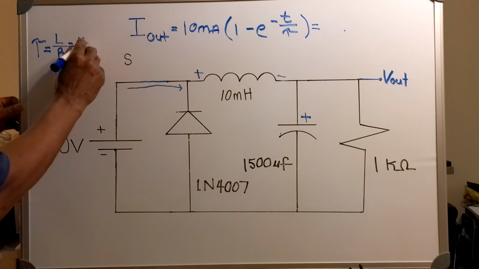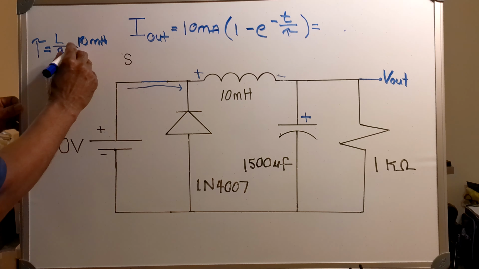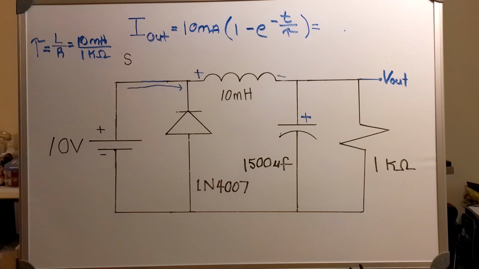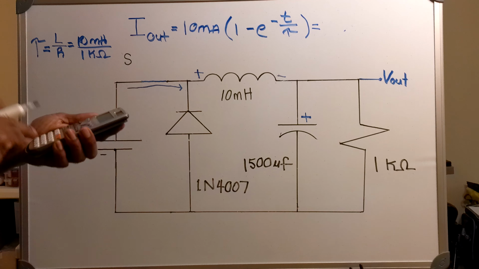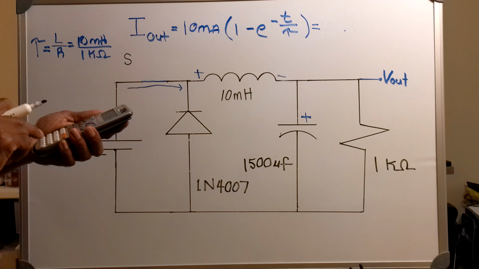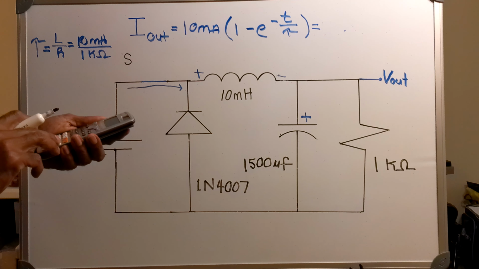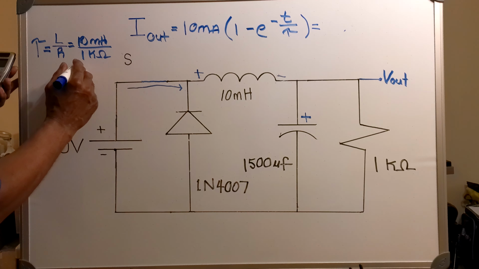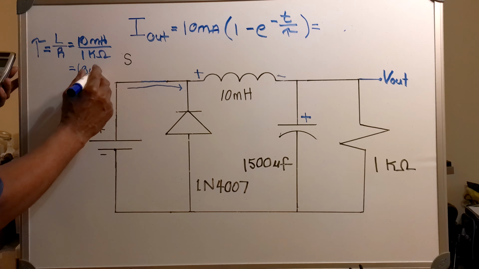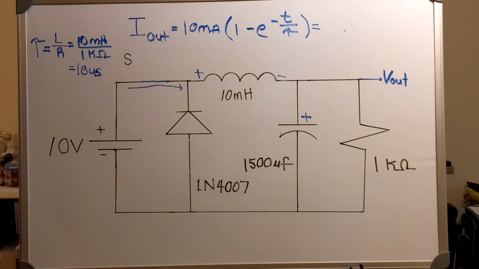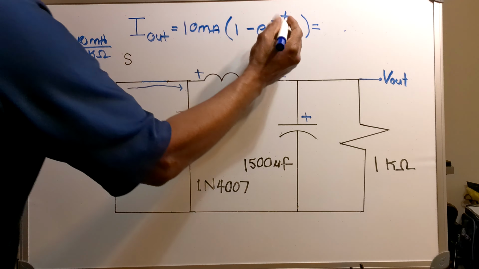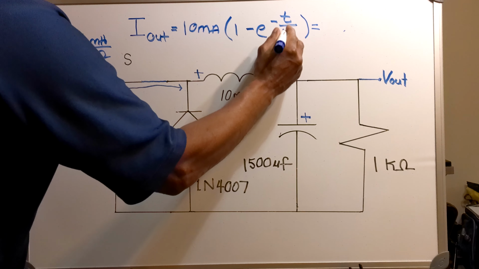That equals 10 millihenry over 1K ohm. Ten millihenry divided by 1K ohm. That equals 10 microseconds. All right, so my tau equals 10 microseconds.